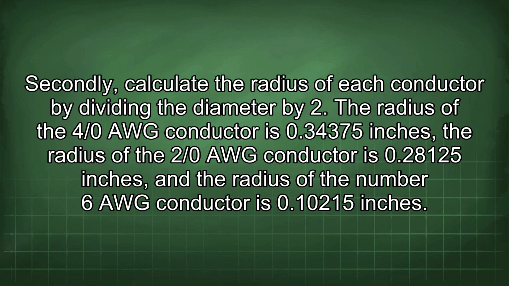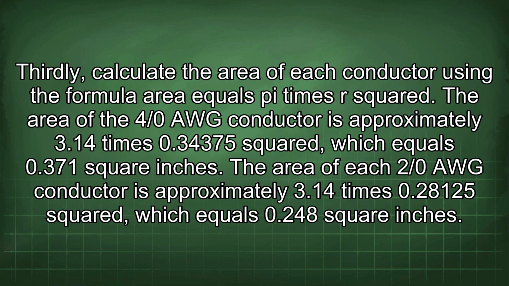The radius of the 4/0 AWG conductor is 0.34375 inches. The radius of the 2/0 AWG conductor is 0.28125 inches, and the radius of the number 6 AWG conductor is 0.10215 inches. Thirdly, calculate the area of each conductor using the formula area equals pi times r squared.